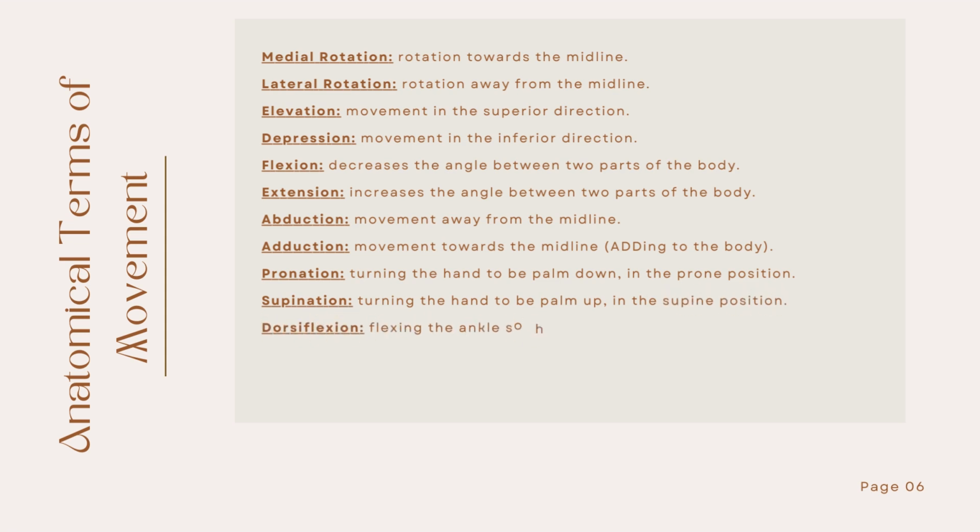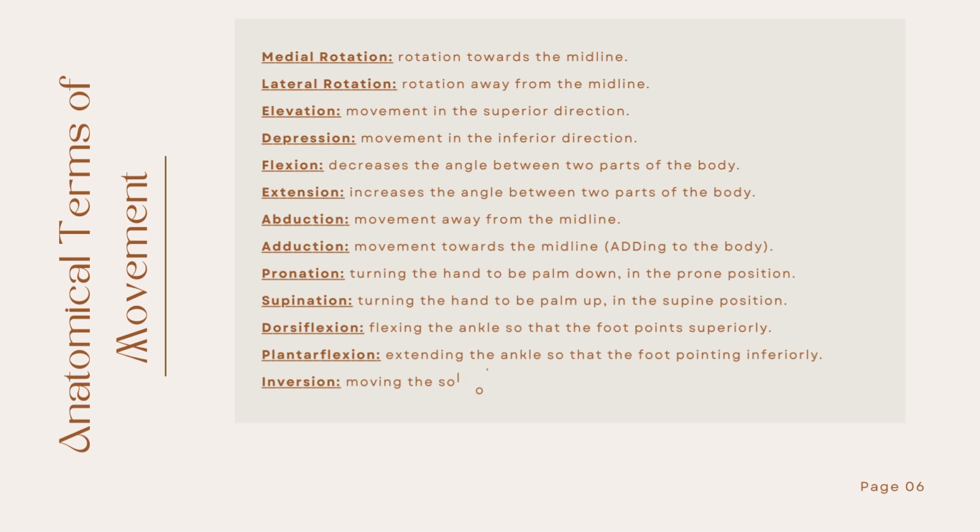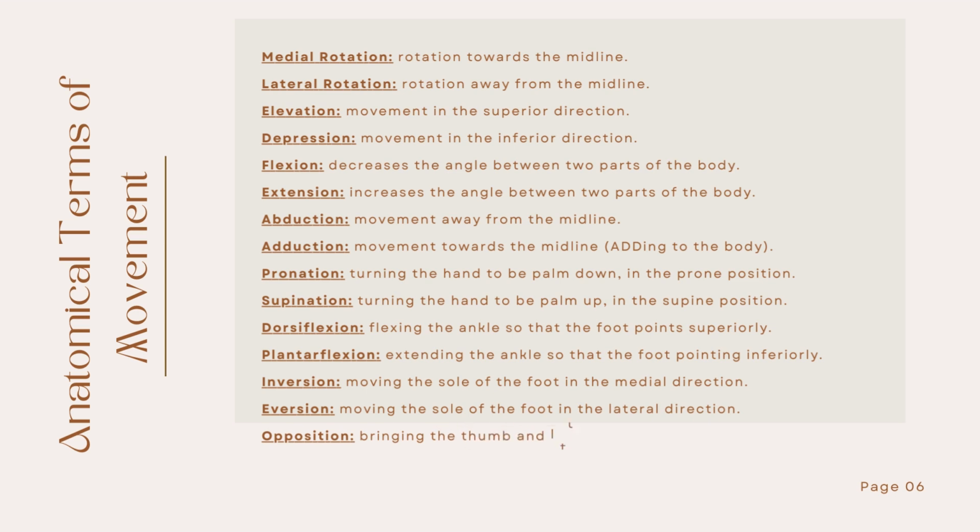Dorsiflexion and plantarflexion are movements specific to the foot. Dorsiflexion is flexing the ankle so the foot points superiorly, and plantarflexion is extending the ankle so that the foot is pointing inferiorly. Inversion is where you move the sole of the foot in the medial direction. So, for example, if you roll your ankle, you're usually inverting it. And eversion is moving the sole of the foot in the lateral direction. And finally, you have opposition and reposition, which is bringing the thumb and little finger together and bringing the thumb and the little finger away from each other to their resting positions.